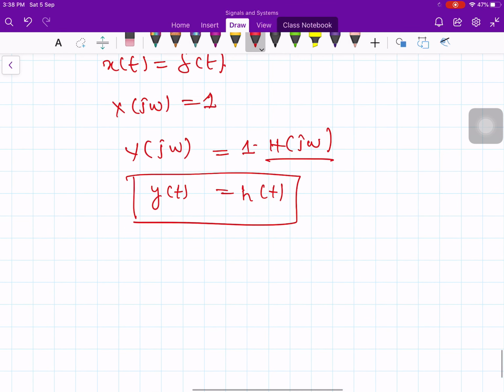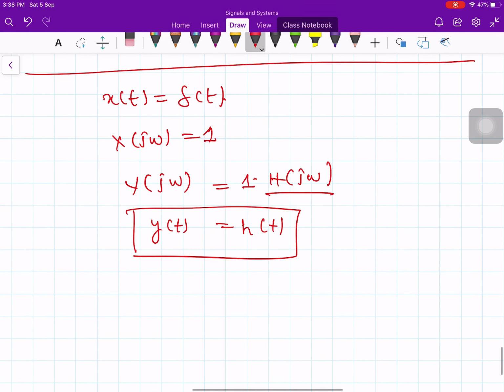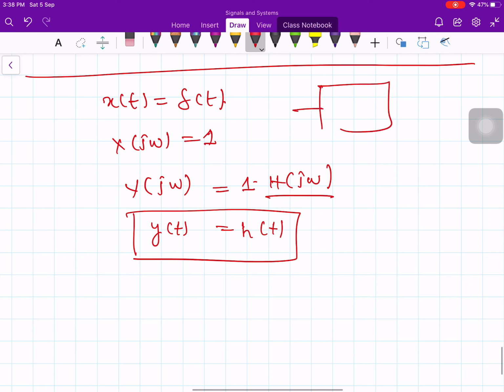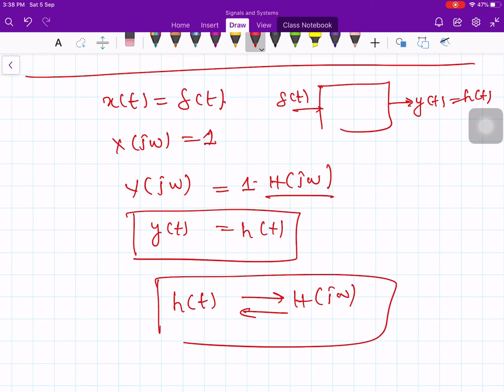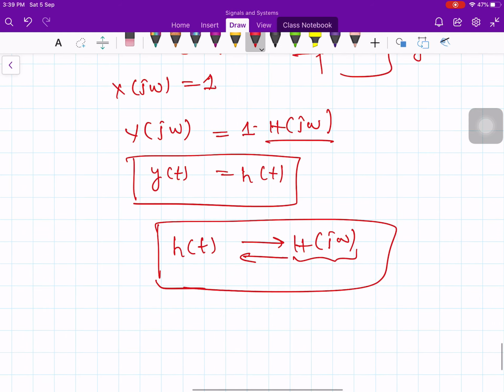Okay. Therefore, that means what? The input to the system is del of t and the output of the system y of t is equal to h of t, right? Therefore, h of t and h of j omega both form the Fourier transform pair. To put it in other words, the impulse response h of t and the system function h of j omega form a Fourier transform pair. And this relation is indeed a very useful result.